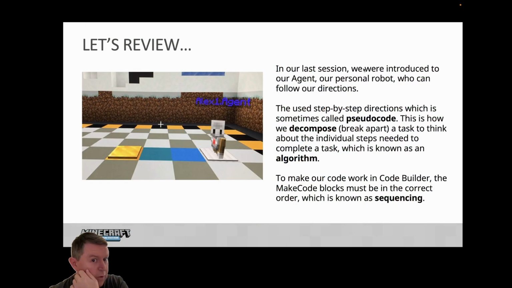In our last session, we were introduced to our agent, our little coding robot, our little coding bot. We used what we call step-by-step directions, sometimes called pseudocode, to decompose or break down a problem. Very important skill in computing and in programming. Then we used that to complete what was known as an algorithm. So we followed steps in the correct order to make sure we solved the problem. To make sure you put things in the right order, we call that a sequence. So it's called sequencing. And we use Code Builder to build our sequence.